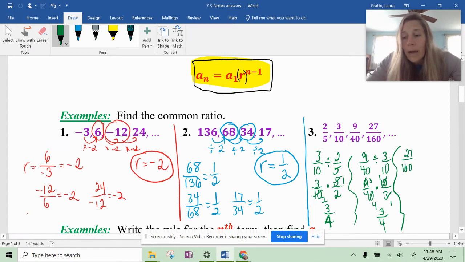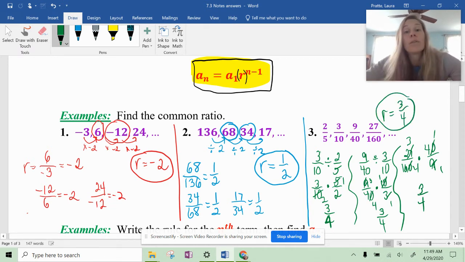27/160 divided by the 9/40, as now you could probably tell I'm going to change that to multiplication and then flip it. So this is going to be a 1 and a 3. This is going to be a 1 and a 4. And again, we get 3/4. So our r here is 3/4, or you might have 0.75 if you did it on your calculator. But that's an example of where you're probably going to want to use that common ratio method to find the r value versus just trying to figure out what's being multiplied by in your head.